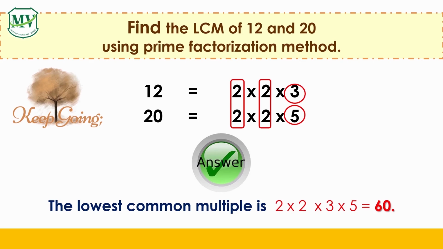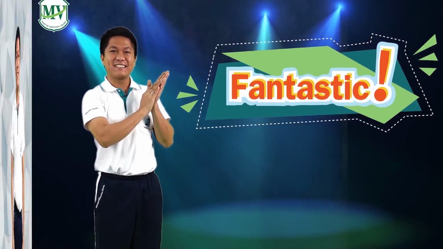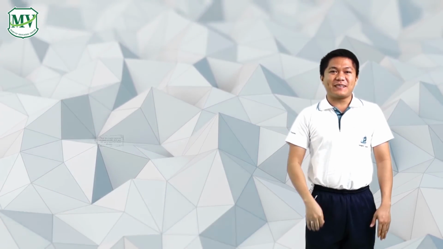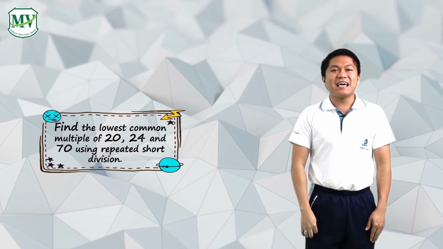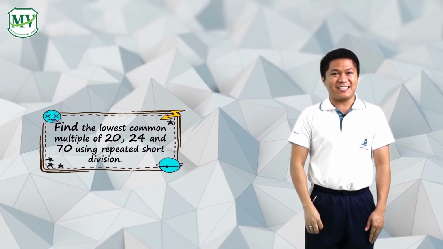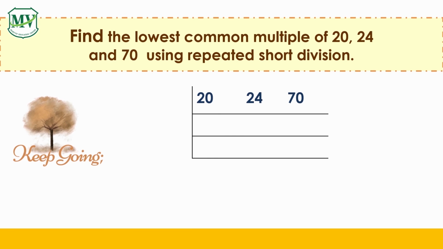Did you get the correct answer? Fantastic! Find the lowest common multiple of 20, 24, and 70 using repeated short division. Let's discuss the answer. What prime number can you divide 20, 24, and 70? That's right! 2 can divide 20, 24, and 70.